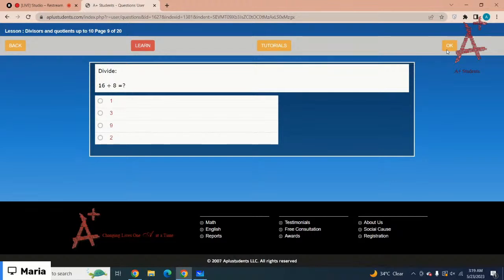The next one is 16 divided by 8. You have to count the table of 8 until 16. So which is the correct option? 8 times 2 is 16. So the correct option is 2.